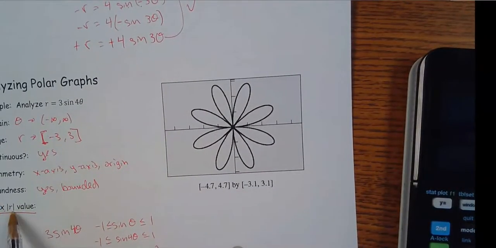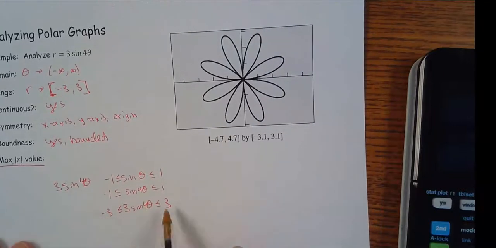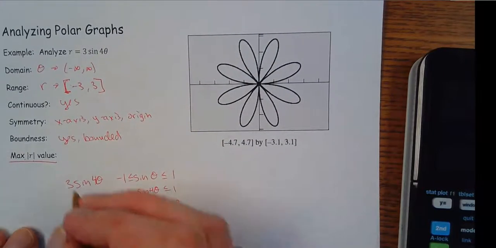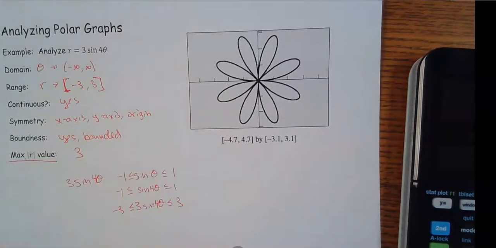Then the maximum absolute value of r, well, if r goes between negative 3 and 3, the absolute value of that is 3. So the maximum r value, whether it's positive or negative, is 3. Okay, so that's kind of how you analyze those guys.